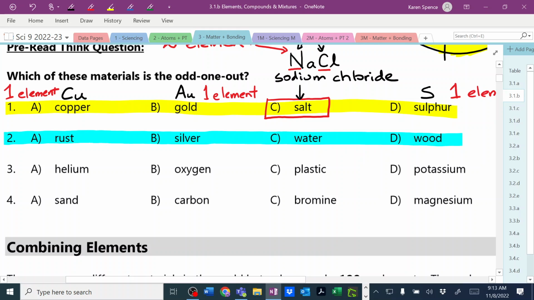So I just said that rust is made of iron oxide. If it's oxide, what element is involved? Oxygen. And the symbol for this will be Fe with a little 2 and an O with a little 3.